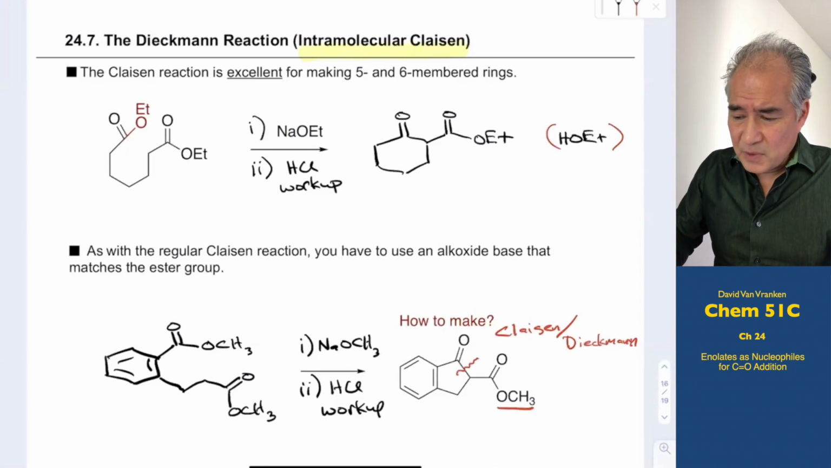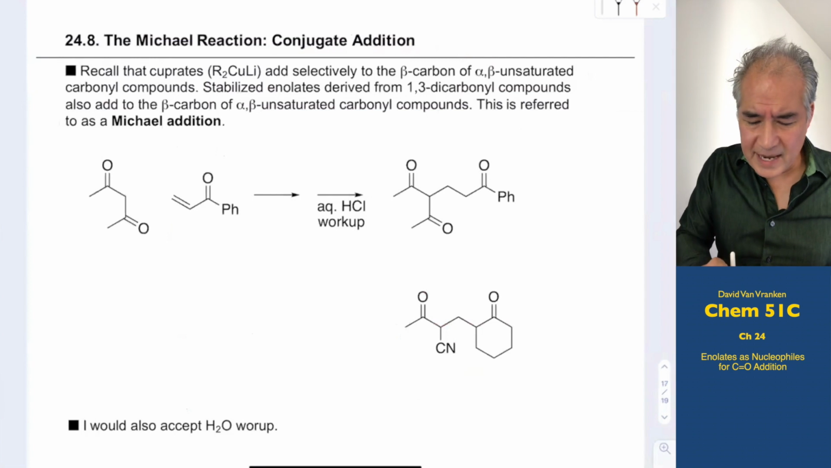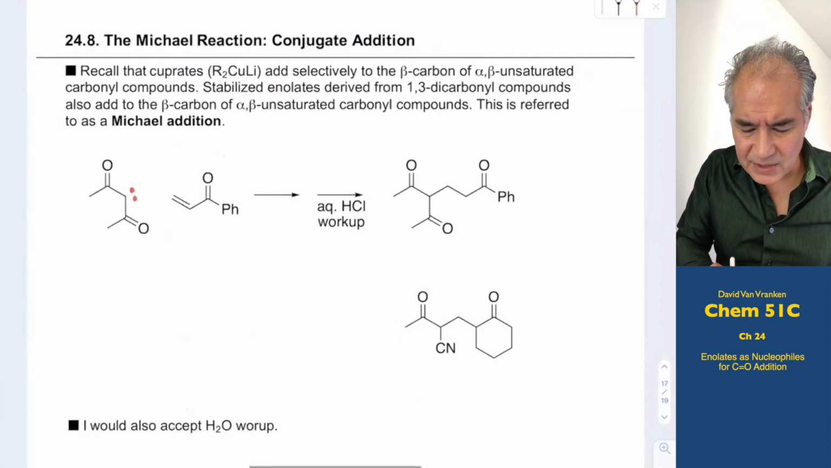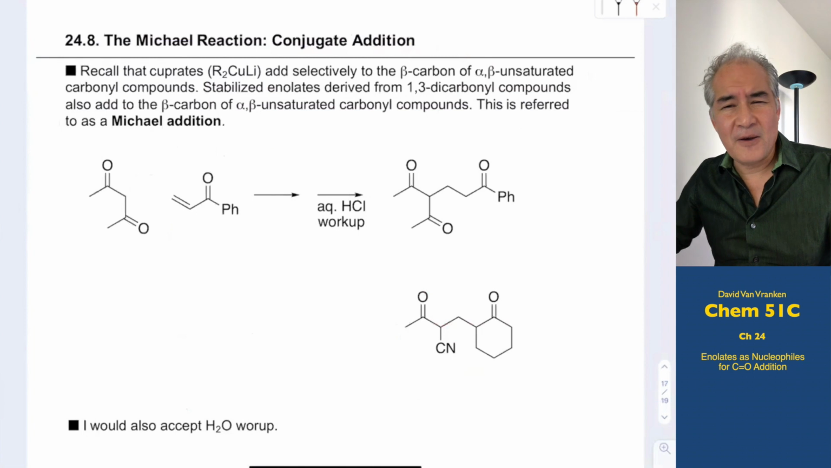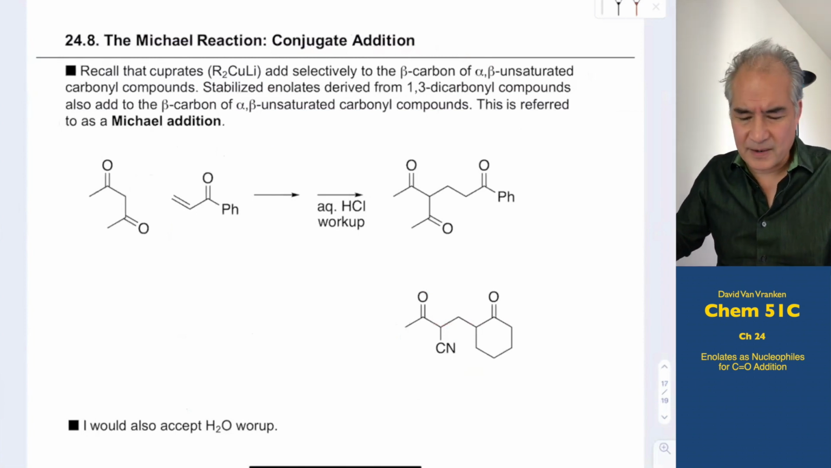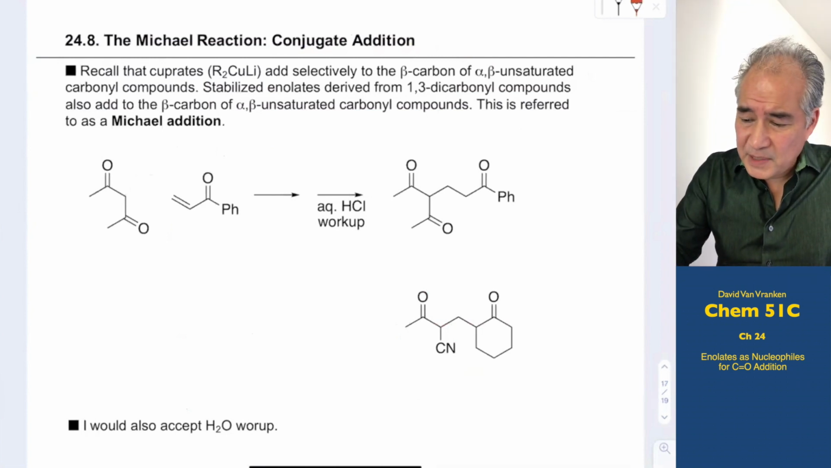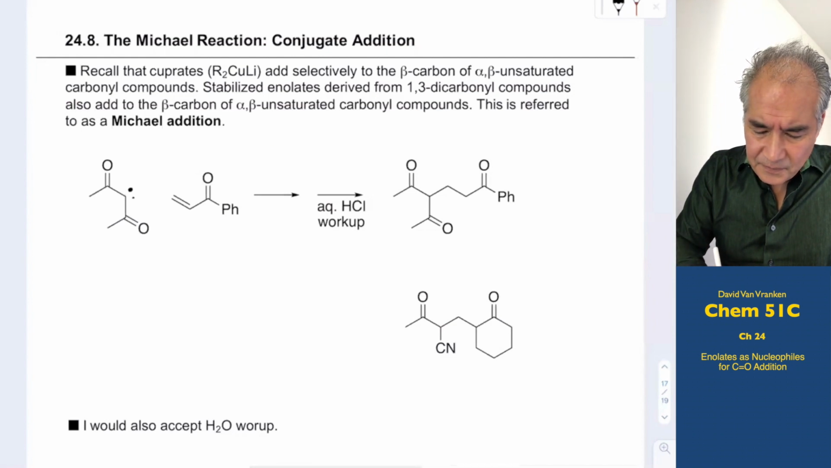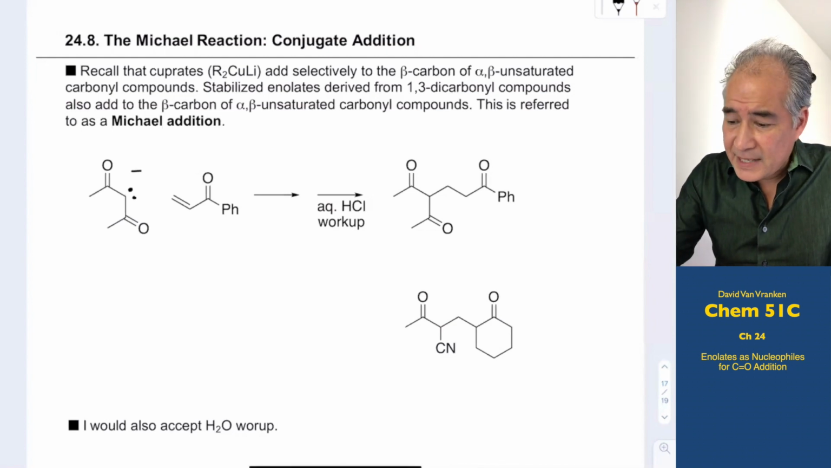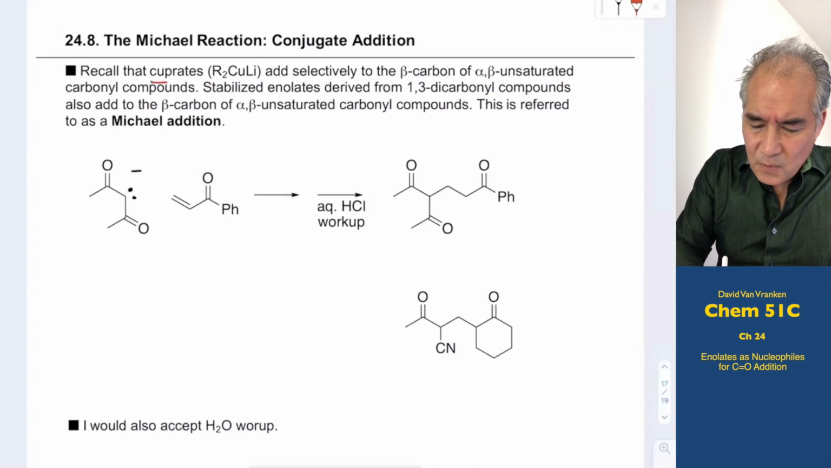But let's go ahead and move a little bit further and talk about another reaction of enolates, and it's a reaction of stabilized enolates. Like the ones where you have 2 carbonyls stabilizing those anions. Those types of enolates are so stable, you can't even protonate them by putting them in water. And when you take those stabilized enolates and you put them in the presence of enones.